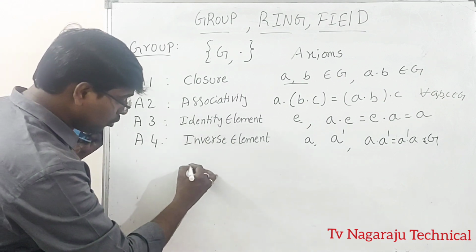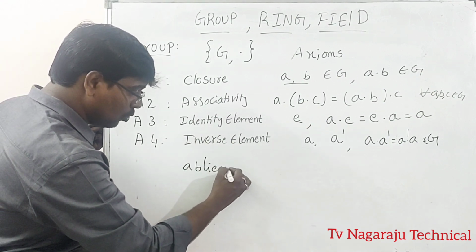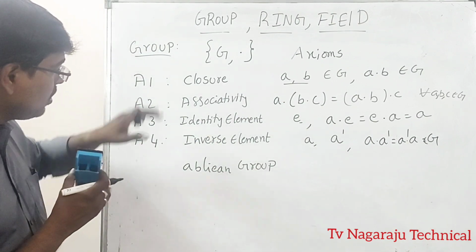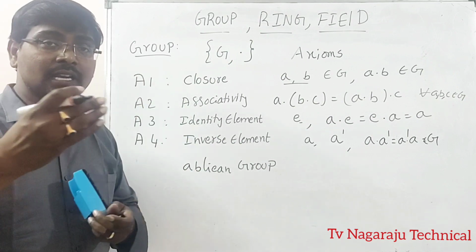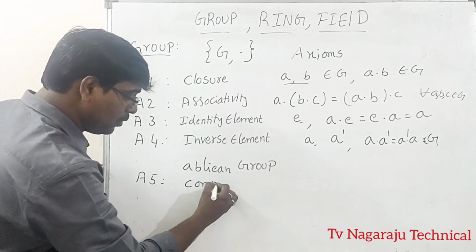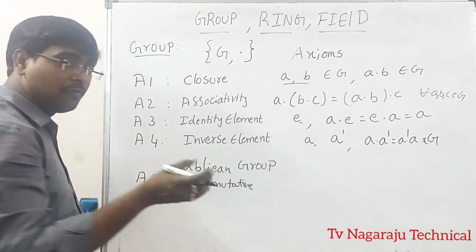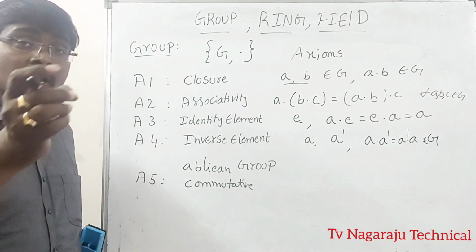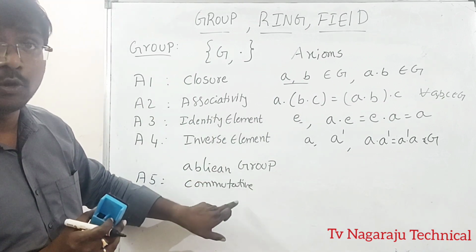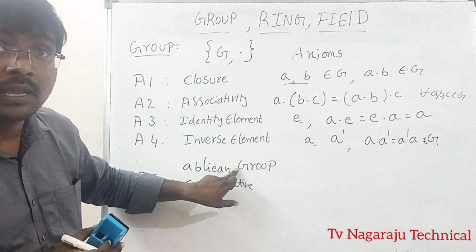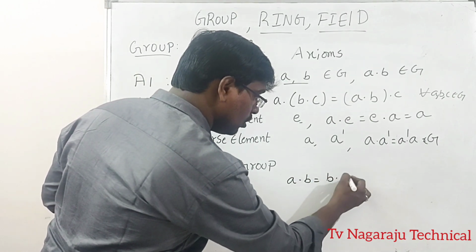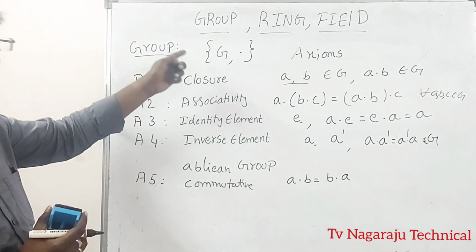And one more group is there, the abelian group. Along with the four properties, if it satisfies an additional property A5, that is commutative, then it is called an abelian group. Commutative property means A dot B is equal to B dot A. This is called abelian group.